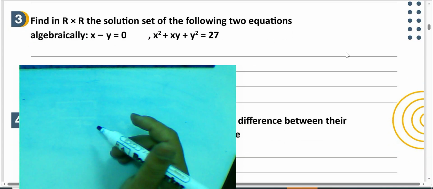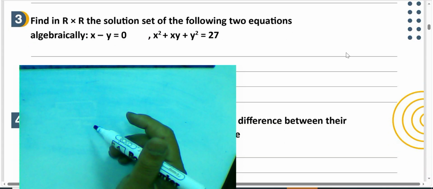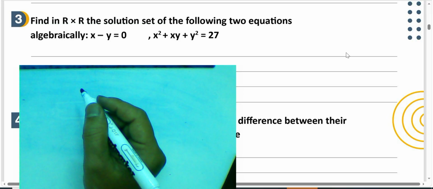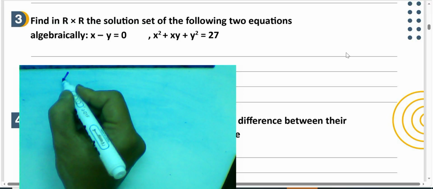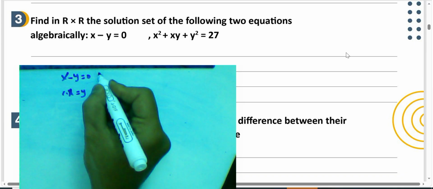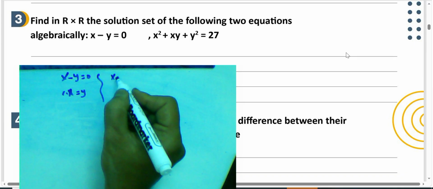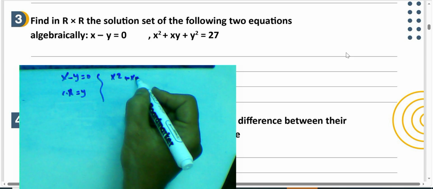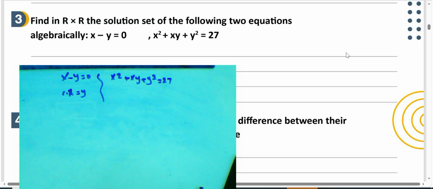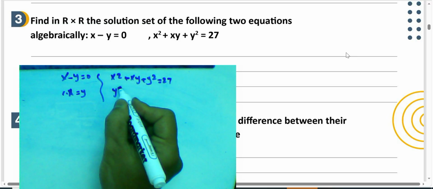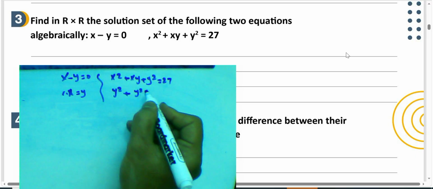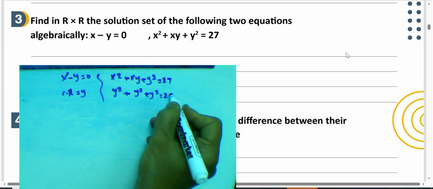Find in R by R the solution set algebraically. Okay, he asks about the solution of the equations algebraically. First equation, x minus y equals 0. Then x will be equal to y. We have the second equation here, x power 2 plus x times y plus y power 2 is 27. We can put the value of x equal y. Then y power 2 plus y times y plus y power 2 is 27.